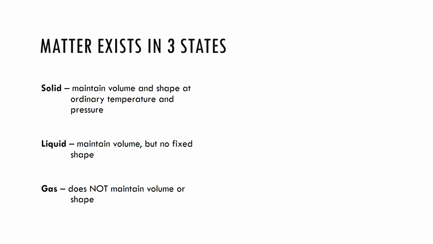So the 3 states of matter are solid, liquid, and gas. Solid is something that has a definite shape and volume. Liquid has a definite volume but has a changeable shape. Gas has a changeable shape and a changeable volume.